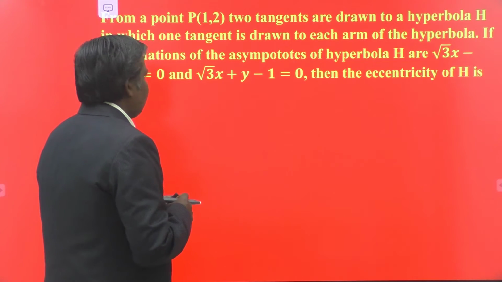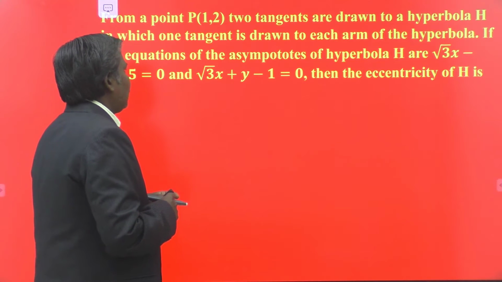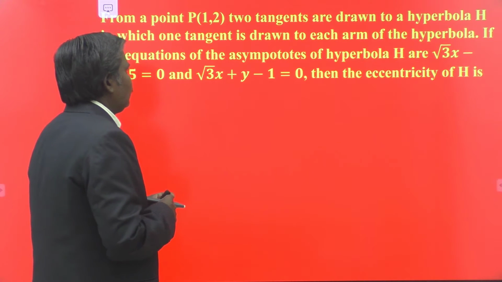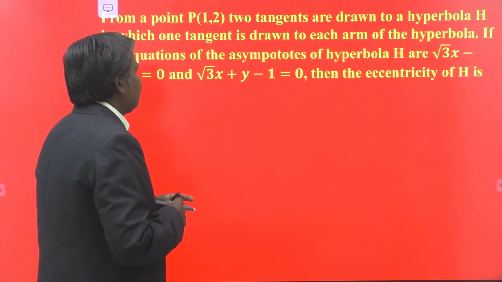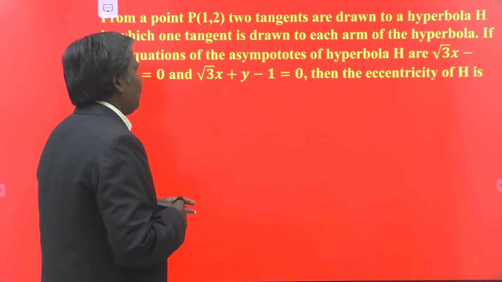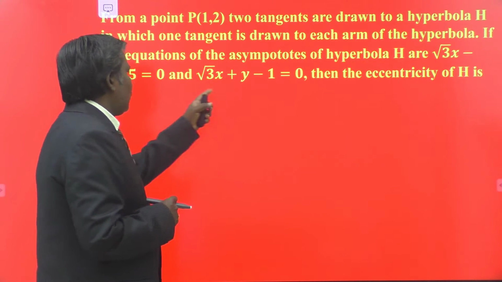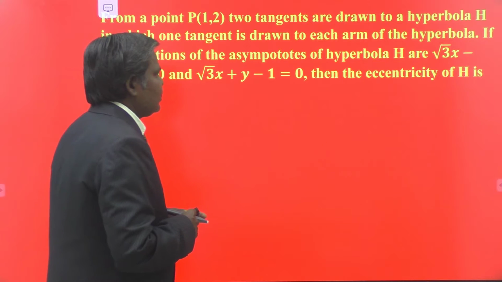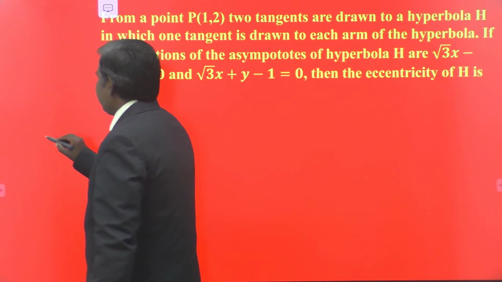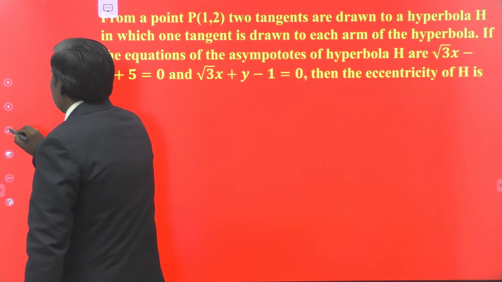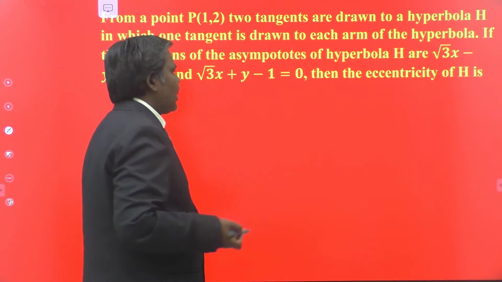This is the question. It is also very interesting. From the point P(1, 2), two tangents are drawn to the hyperbola H, in which one tangent is drawn to each arm of the hyperbola. If the equations of the asymptotes of the hyperbola are like this, then what is the eccentricity of the hyperbola? This is the question. So, from an external point we can draw two tangents to the hyperbola.